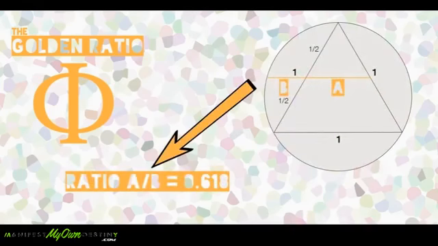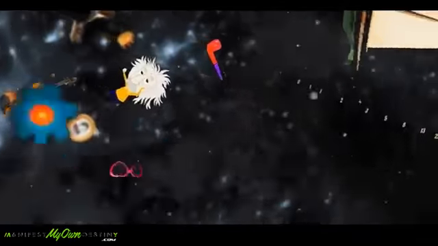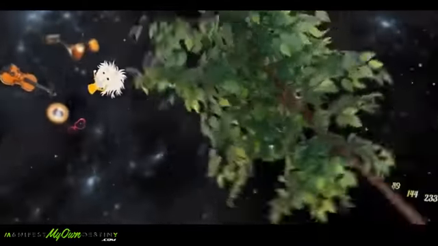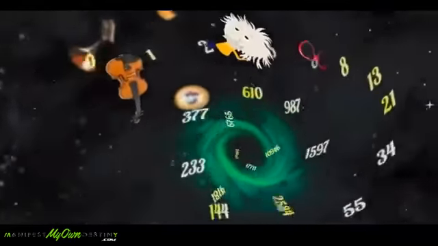It is a ratio that is fundamental to circumscribed equilateral triangles, and it's weirdly ubiquitous in the universe, appearing everywhere from the quantum to celestial scales. Ever so interestingly, it appears in black holes.